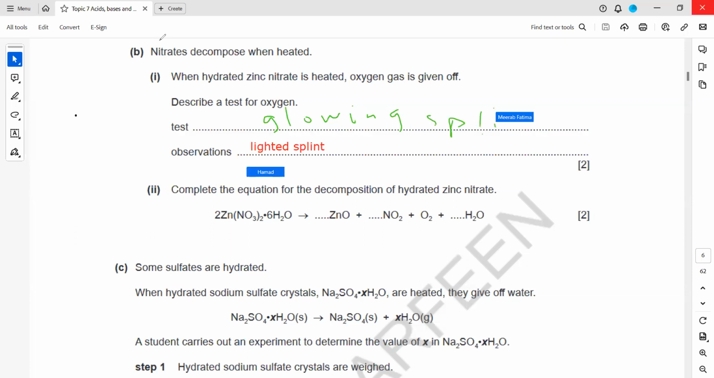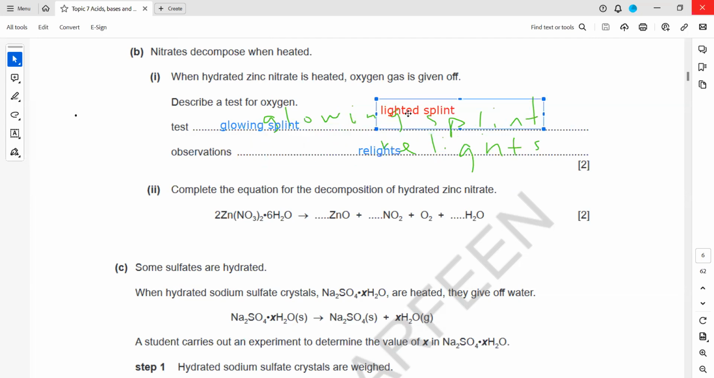So we'll use a glowing splint. No, a lighted splint is for hydrogen. If you mention a lighted splint, it is acceptable in case of oxygen, but then the observation will be different. If you mention a lighted splint, then you will mention it bursts into flames. Otherwise, better to mention a glowing splint. It will relight.